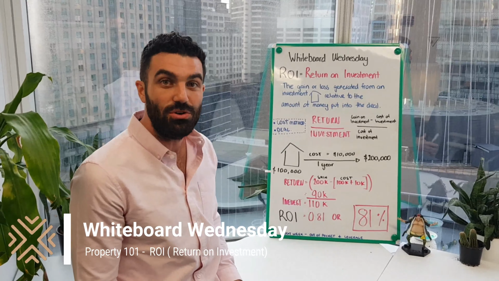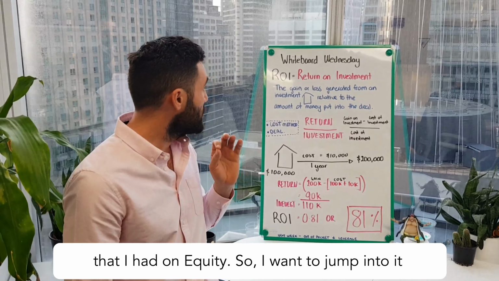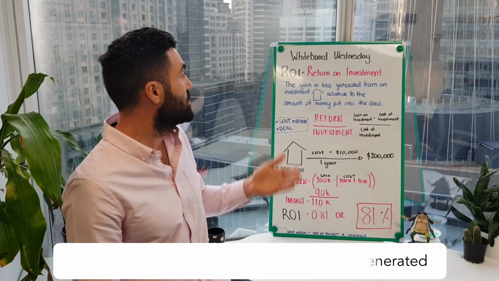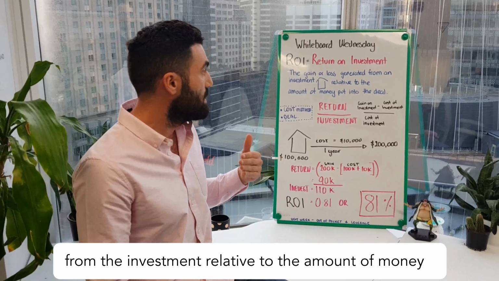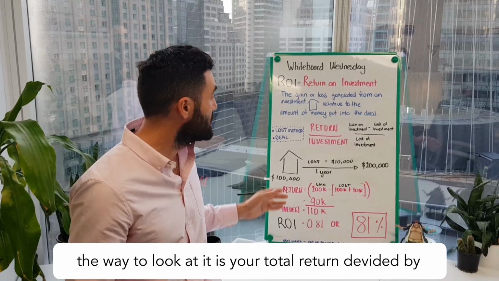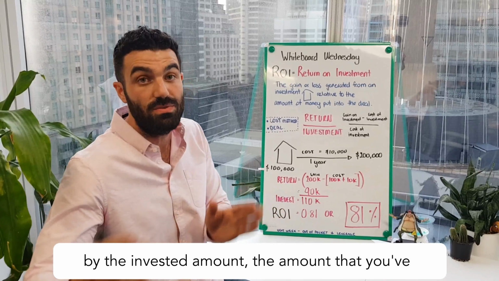Today we're talking about return on investment. Now this came up as a result of some questions that I had on equity, so I want to jump into it. The definition is the gain or loss generated from the investment relative to the amount of money that you put into the deal. But more simply, I suppose the way to look at it is your total return divided by the invested amount, or the amount that you've invested.